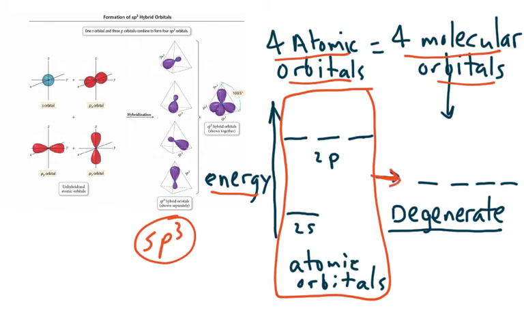And notice that the four atomic orbitals will form four molecular orbitals. Each one of these is sp3, sp3, sp3, and sp3. Notice they all have the same amount of energy. It's intermediate between the s and the p atomic orbitals. And that's what we mean by degenerate. Those four hybrids will be of equal energy, which is degenerate.